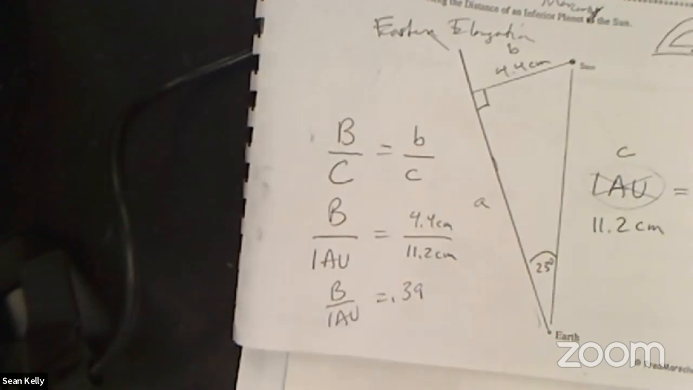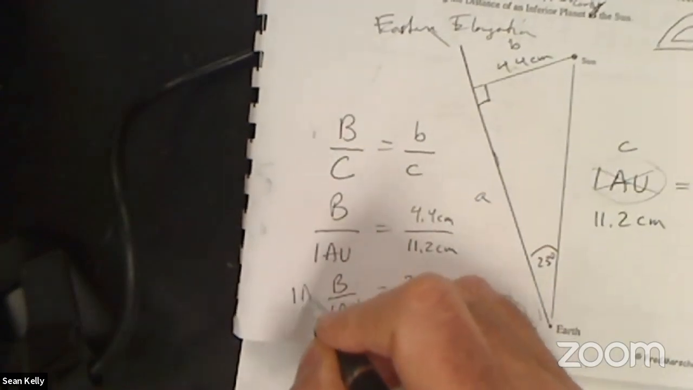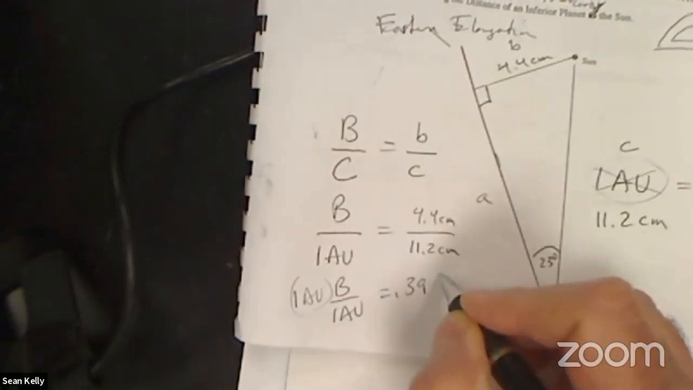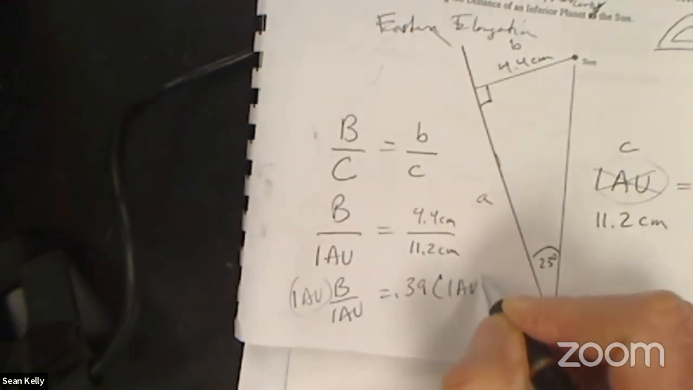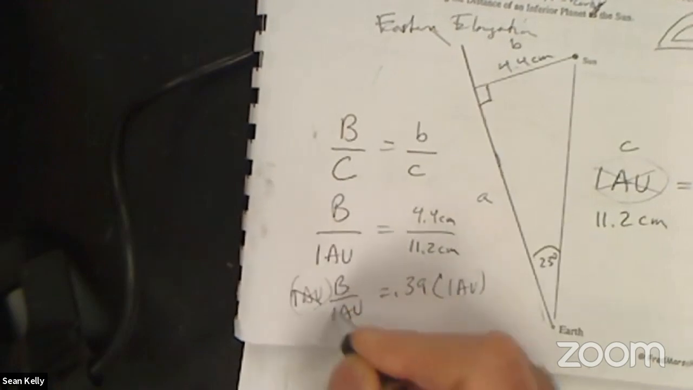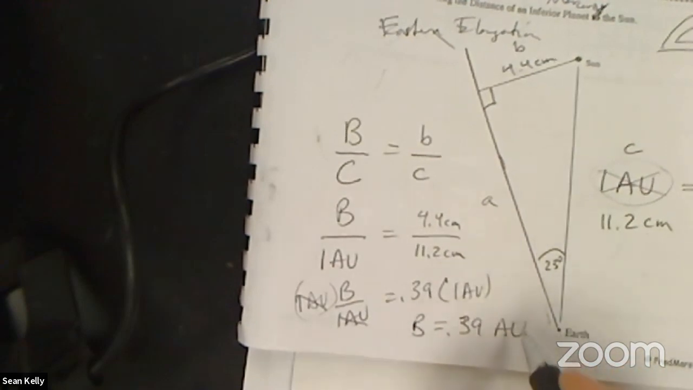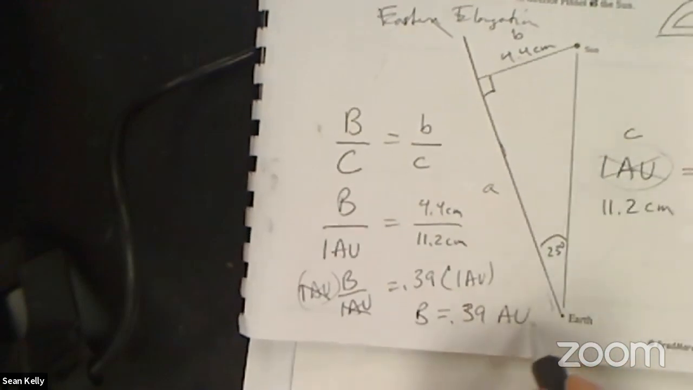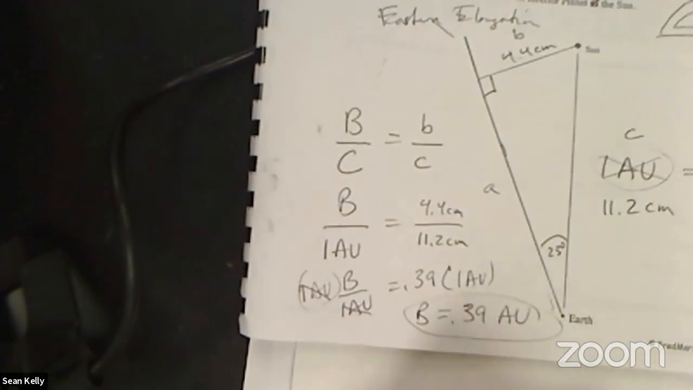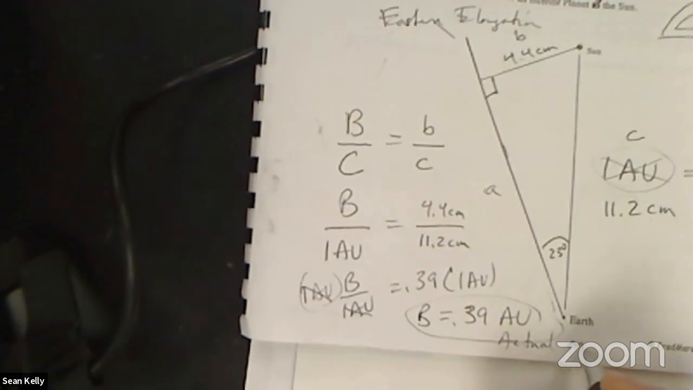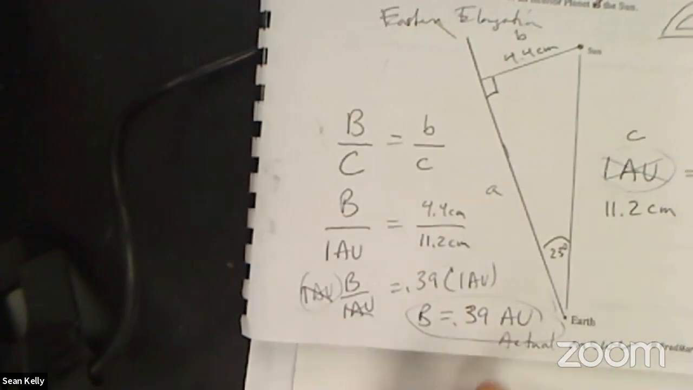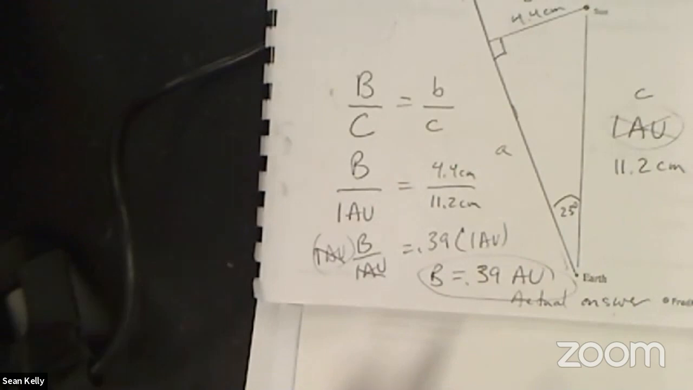So how do I get B by itself? Multiply 1 AU on both sides, right? Yeah. And what's 1 times 0.39? 0.39. So B is 0.39. And do you know what the actual answer is? 0.39. That's the actual answer. So we did a good job. Great job, everybody. That is the actual answer, right?